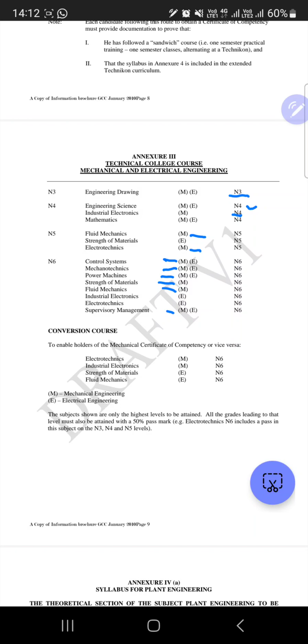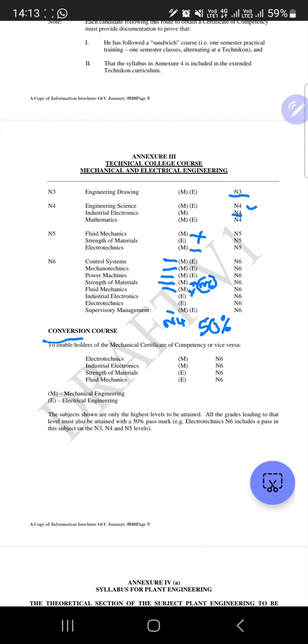So if it's N6 everything here, you can see that the same applies. That means supervisor must start from N4. And remember, it should be a minimum of a 50% pass. Fluid mechanics you also need from N5. That's why you have fluid here and fluid here. And you need strength of material starting from N5, N5 and N6. The only people who don't need strength of material N6 are those doing electrical. So this is what you need to qualify to write your GCSE.